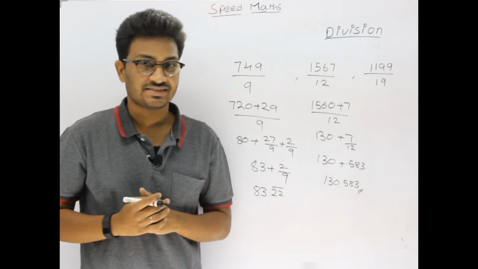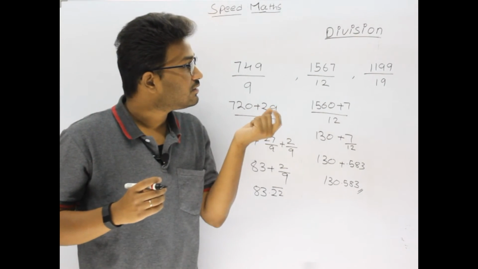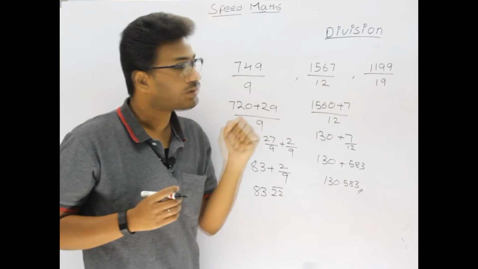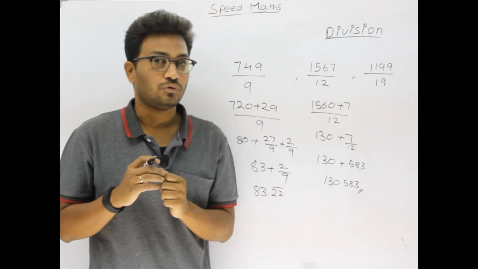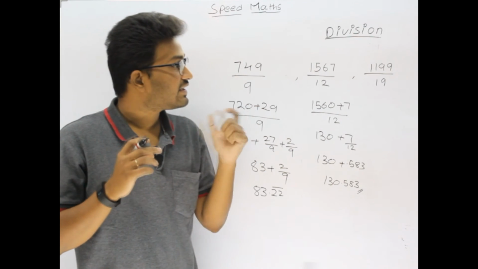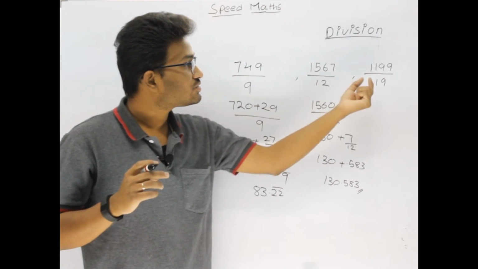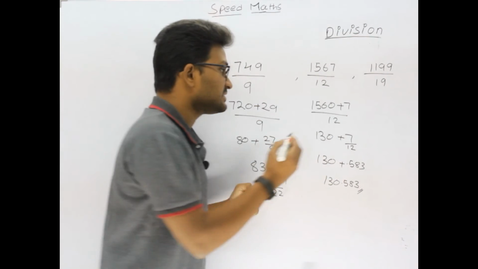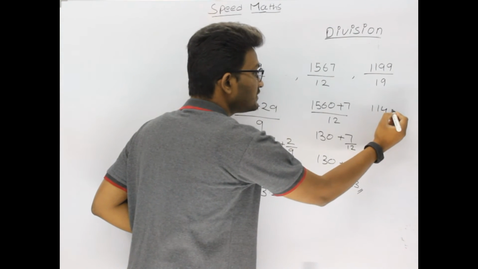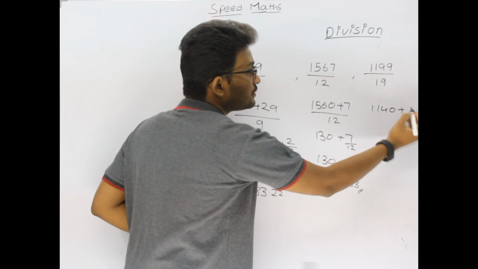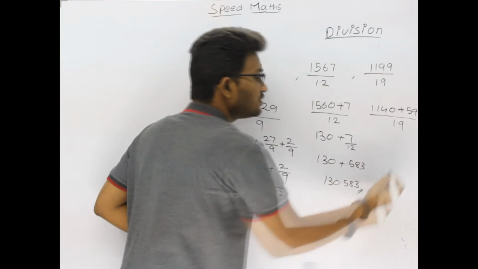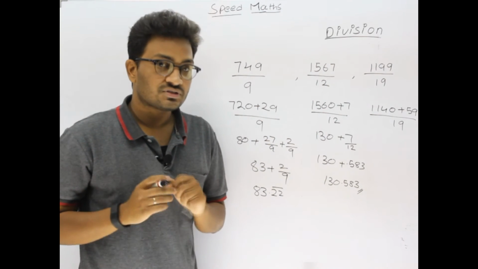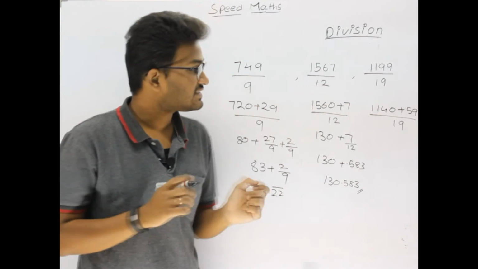Now let's see the third example. What is the multiple of 19 which is close to 1199? And we know that 19 into 6 is 114. So the nearest multiple which is close to 1199 is 1140 plus 59 by 19. And we know that 1140 by 19 is nothing but 60.